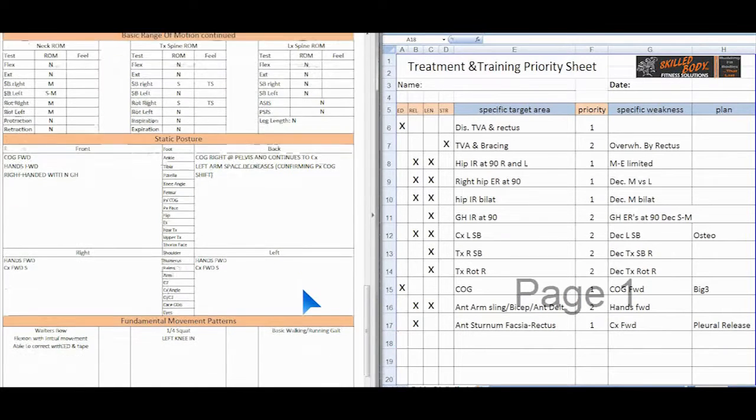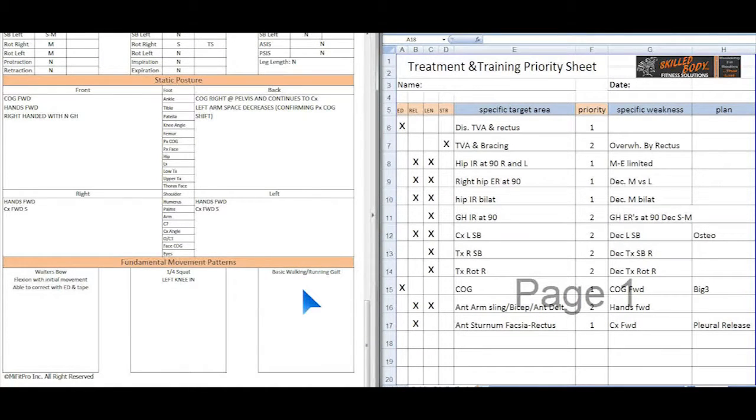Okay, moving forward, let's see here, center of gravity right at the pelvis. So yeah, we didn't address that actually before we move forward. His center of gravity is right, and the space between his left arm and his ribs is decreased. So we're going to educate him on that. We'll just highlight it to him.